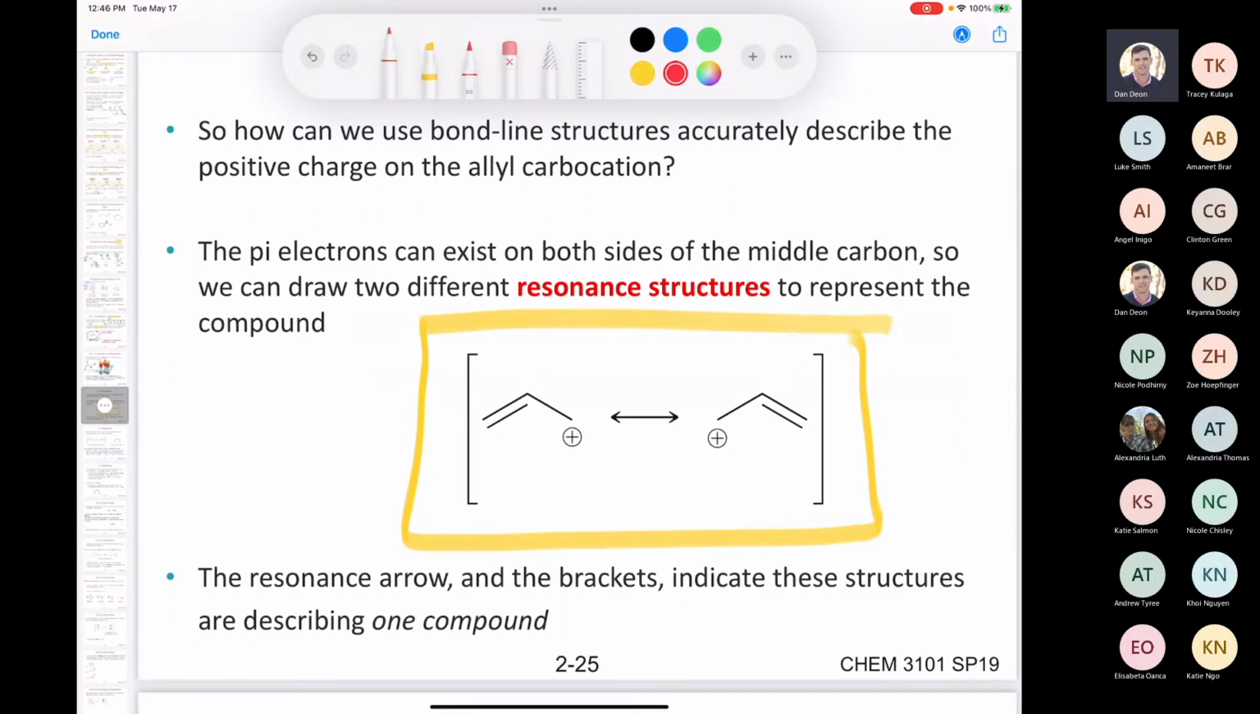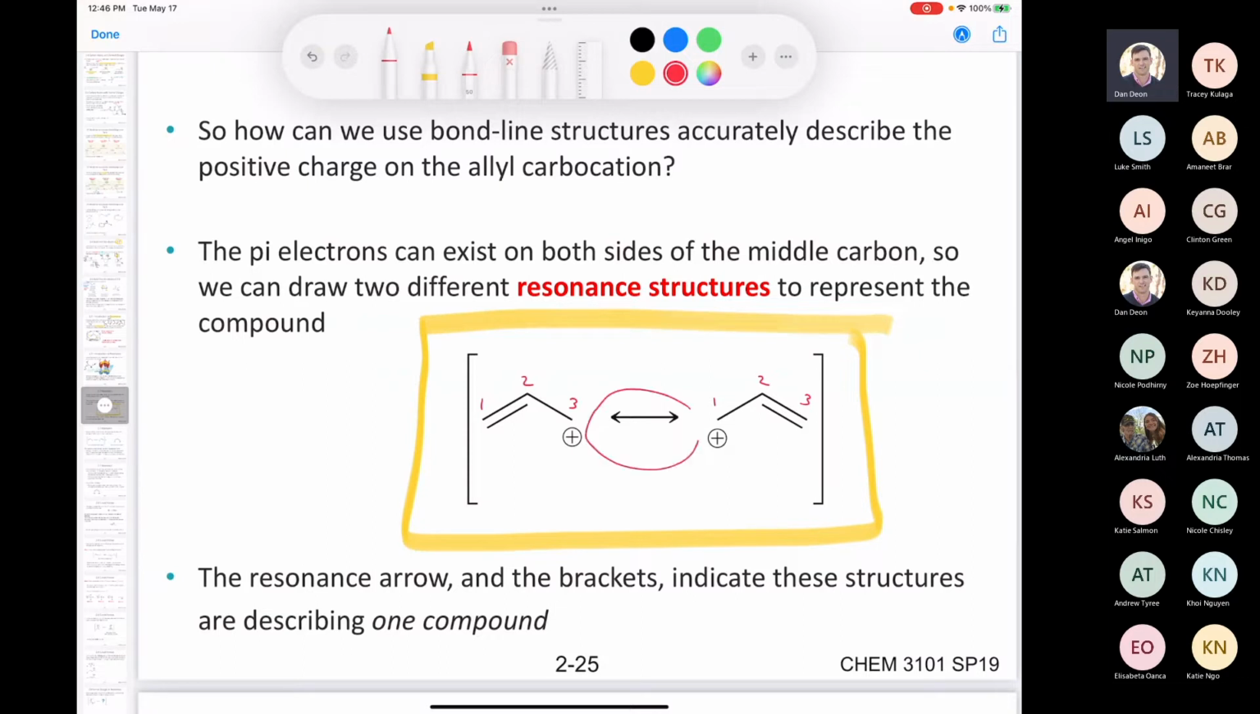If we label this carbon 1, 2, 3, and we label this carbon 1, 2, 3, you can see how the positive charge went from carbon 3 to carbon 1, and the pi bond went from being between carbons 1 and 2 to carbons 2 and 3. And so what we're representing here is what's called resonance. The pi electrons can exist on both sides of carbon 2, so we can have these two different resonance structures. The positive charge can be on carbon 1 or carbon 3, again, so we can draw these two resonance structures.